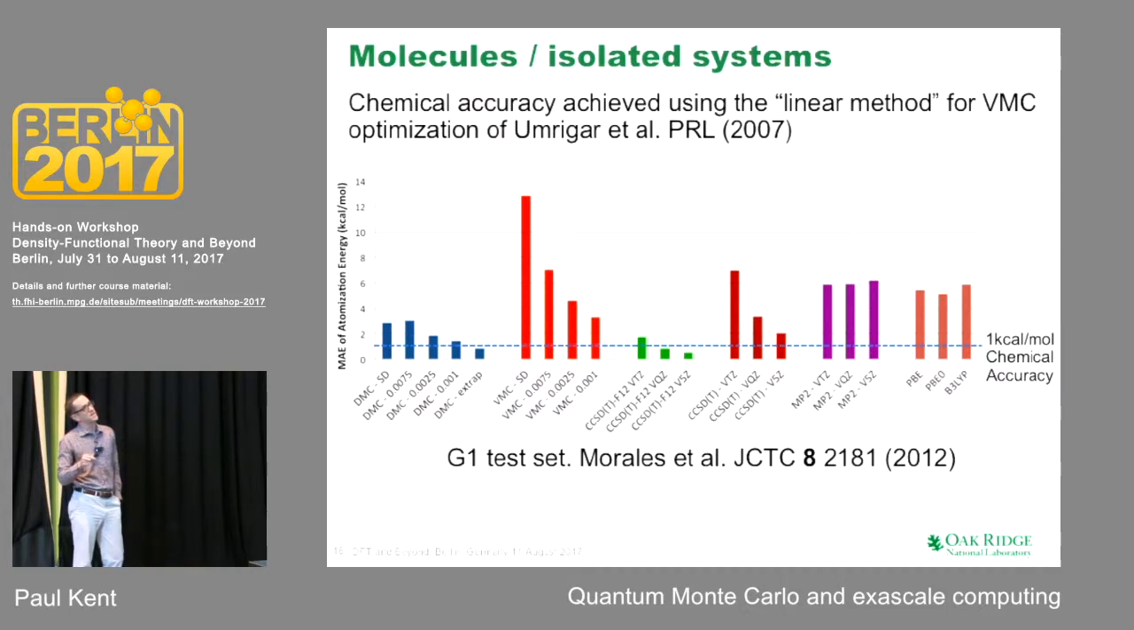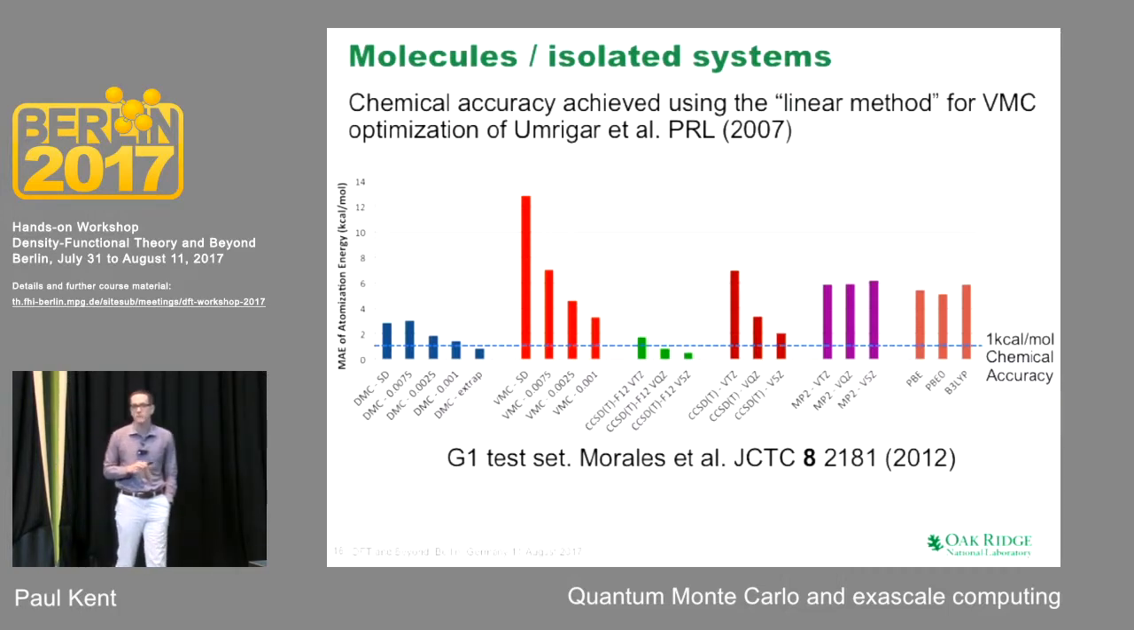This dashed line is the not yet good enough, but still hard enough target of 1 kcal per mole, or so-called chemical accuracy. We would, of course, like better than that for all methods. And I should say here that the key thing to achieving this was a very important new algorithm developed by Cyrus Umrigar in about 2007. It's called the linear method, sometimes called energy minimization, and it's what makes the systematic convergence that I'm about to talk through reliable and very repeatable.